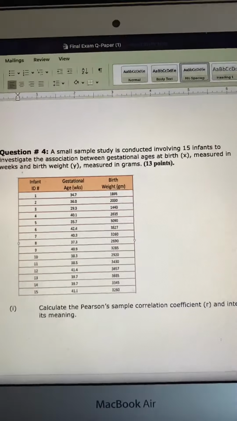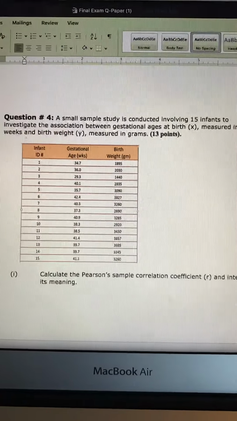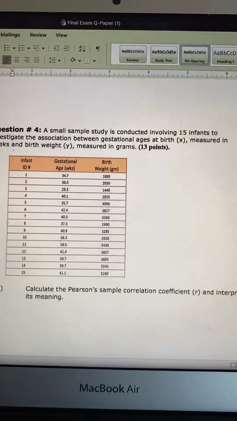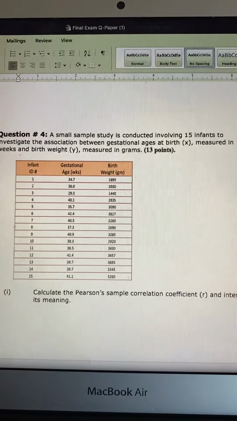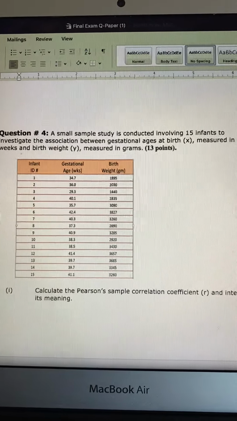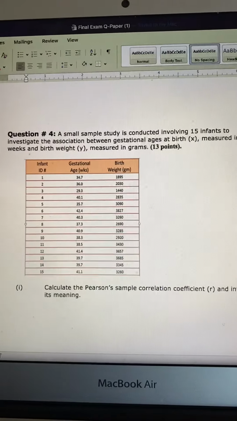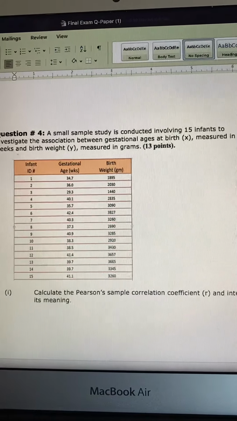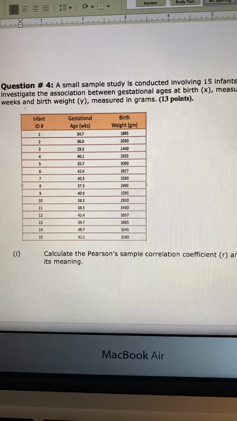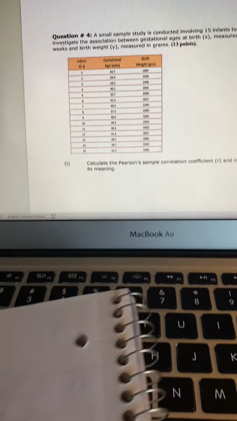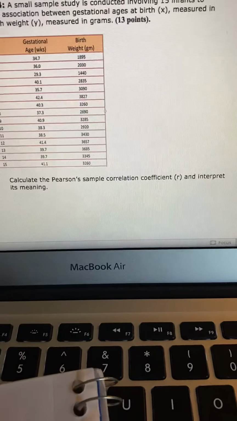Question number 4 involves correlation coefficients. A small sample study is conducted involving 15 infants to investigate the association between gestational age at birth, X, measured in weeks, and birth weight, Y, measured in grams. The first part of question 4 is calculating the Pearson sample correlation coefficient R and interpreting its meaning.